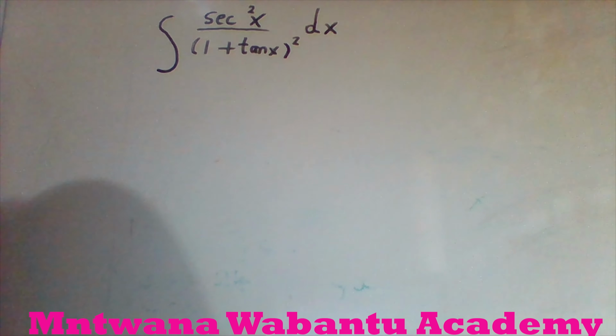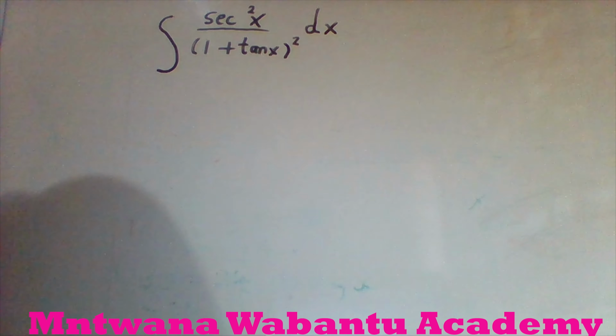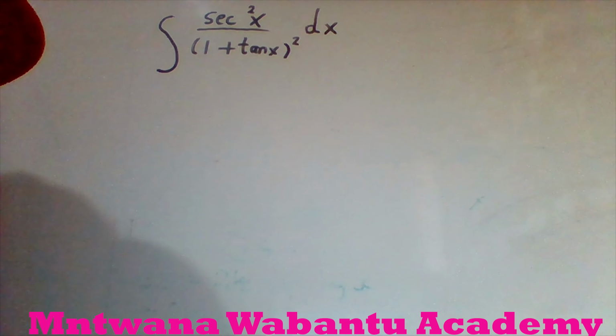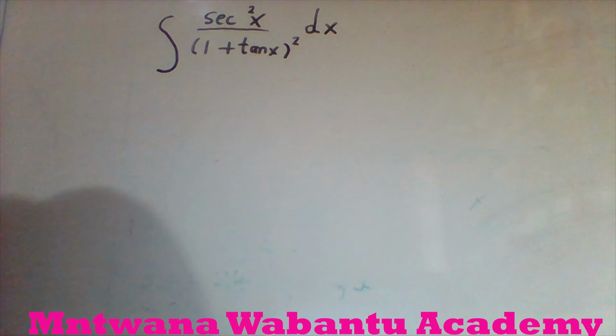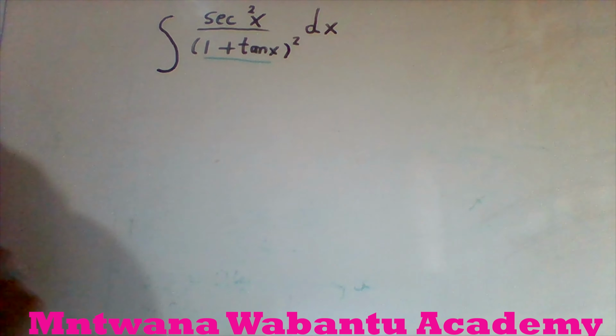Right, so brothers and sisters, we have a question right there. The question says: integral of sec square x over (1 plus tan x) squared dx. This question is one of those easy questions. It is a tricky substitution. How do I know? If you look at the denominator, most of the time look at the denominator.